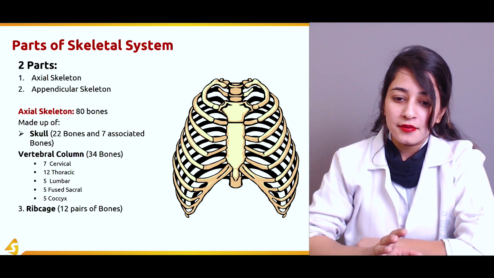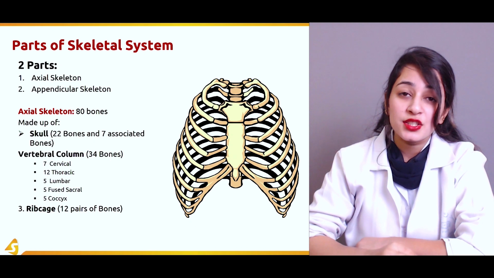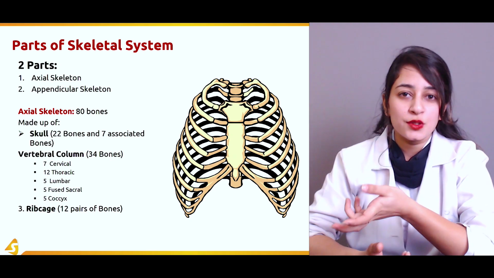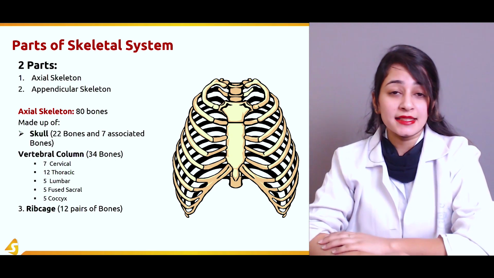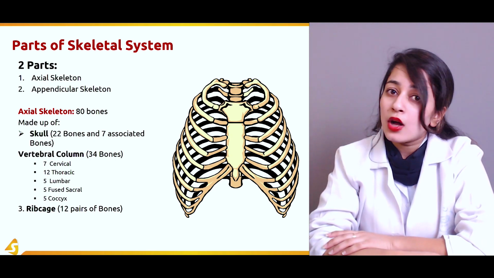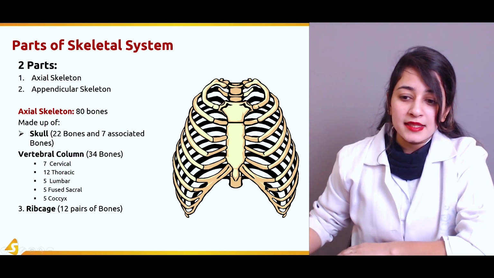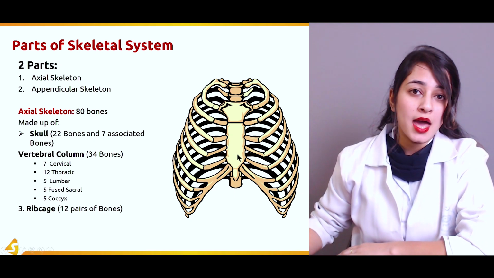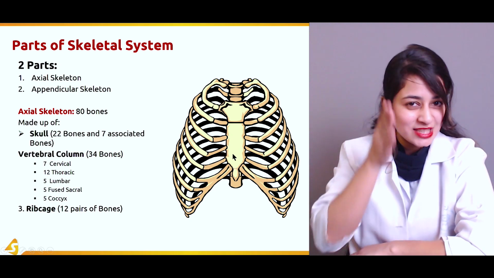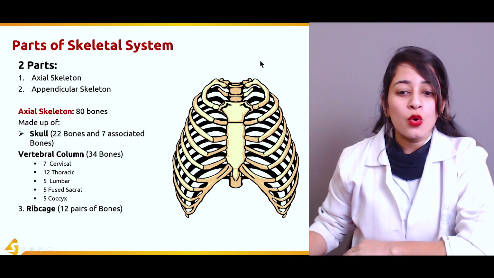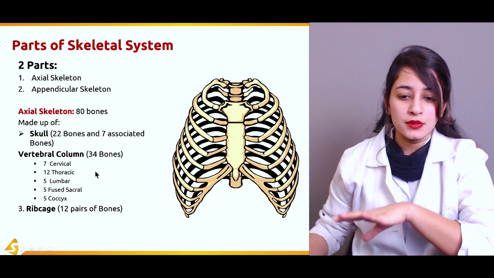The skull has 22 bones and 7 associated bones. The joints in the skull are called sutures. Then we have our vertebral column. It's shown here; this bone is the sternum. Behind this bone we have the vertebral column, that's really straight. It's also made up of bones. Then we have a total of 34 bones.